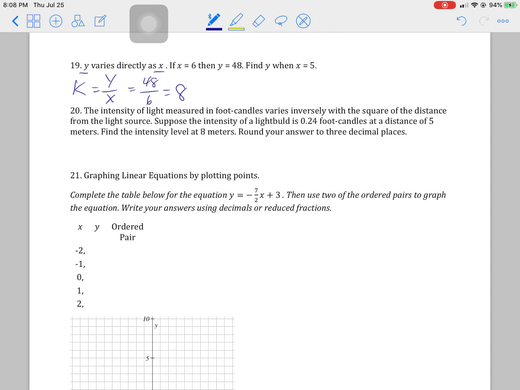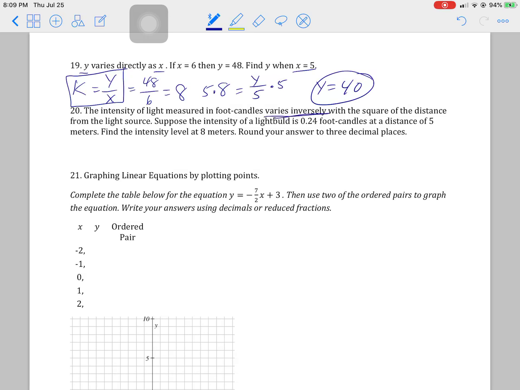Okay, then it gives you another situation. All right, and k, this is still the formula, but now I know that k is 8, and y is now unknown, and the x is now 5. So the proportions are still the same, so we're going to just solve for y. So we're going to clear our fraction by multiplying both sides by 5, so y is going to equal 40. That's how I do those.